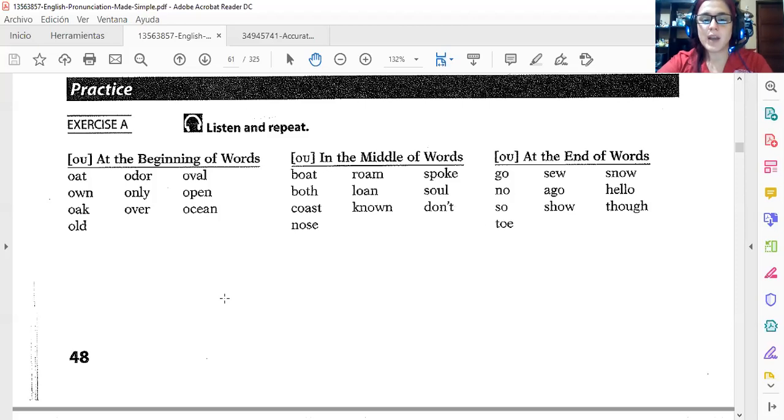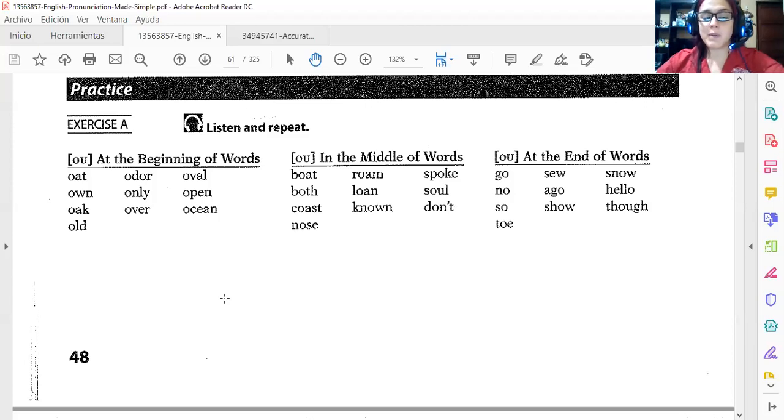Now O in the middle of the words. When you say boat, both, remember this TH sound? I told you in other videos that you have to throw air through your mouth, using the tip of the tongue touching the upper front teeth. So you have to do both. Coast. Please try always to exaggerate the aspirated sounds like the p, t, and k.